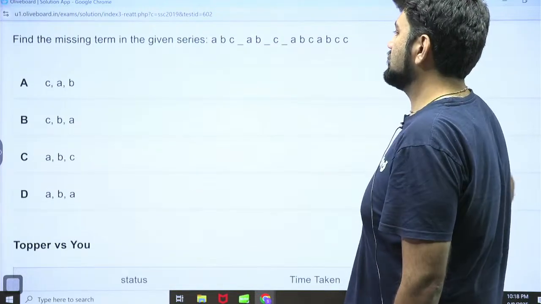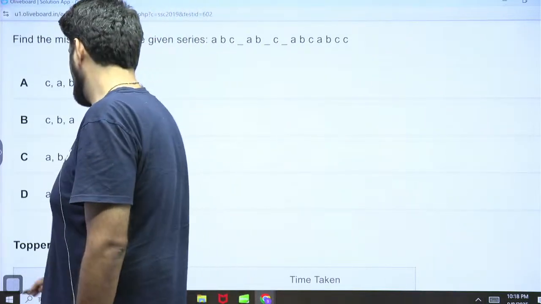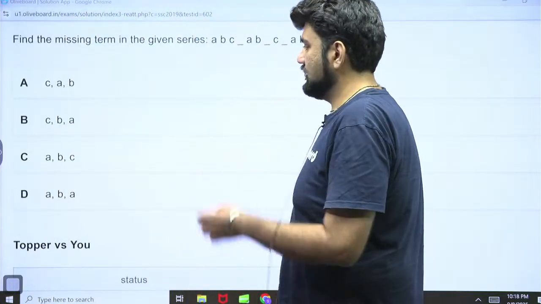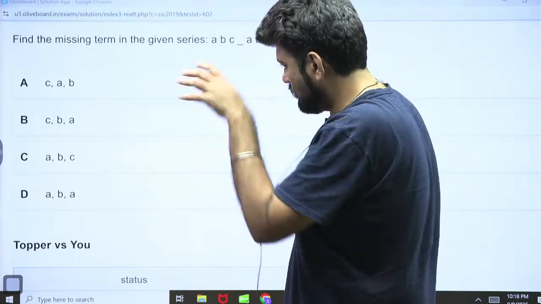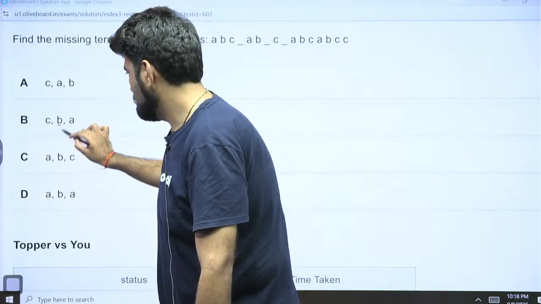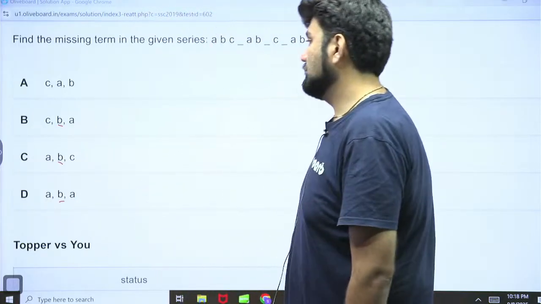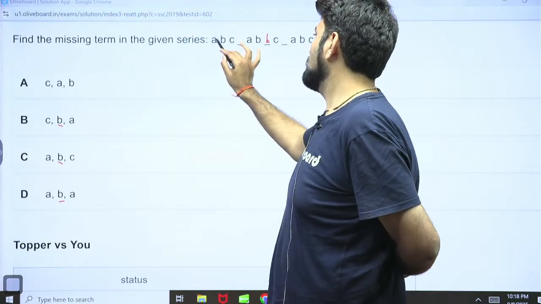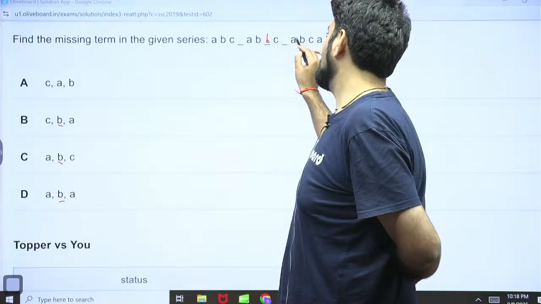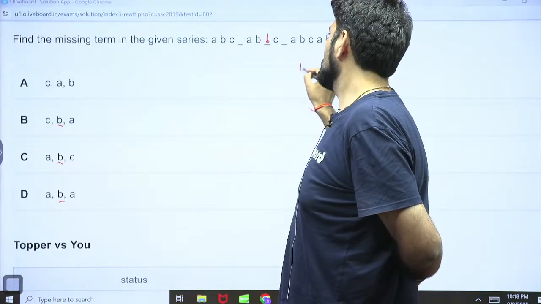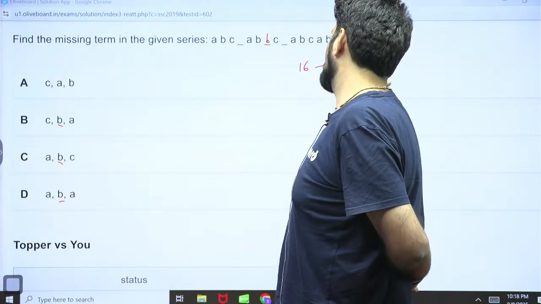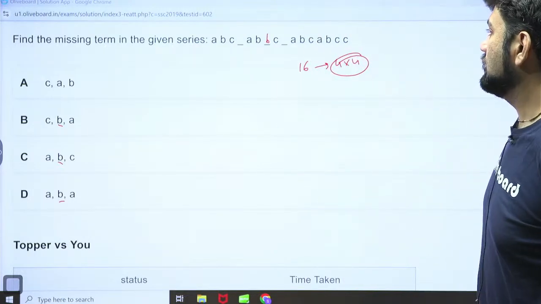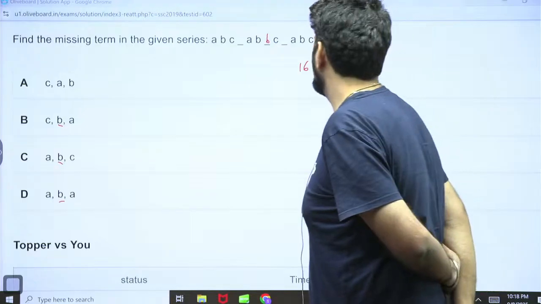Missing term in the given series. Okay, CCAA, ABBB, BACA. So most probably we can say that in the second position B should be the answer. Second letter B should be the answer. And also how many letters are there? 1, 2, 3, 4, 5, 6, 7, 8, 9, 10, 11, 12, 13, 14, 15, 16. 16 means it has to be 4 into 4 most probably, because 8 into 2 and 2 into 8 is not making sense. So 4 into 4 repeat pattern. That makes it ABCC.